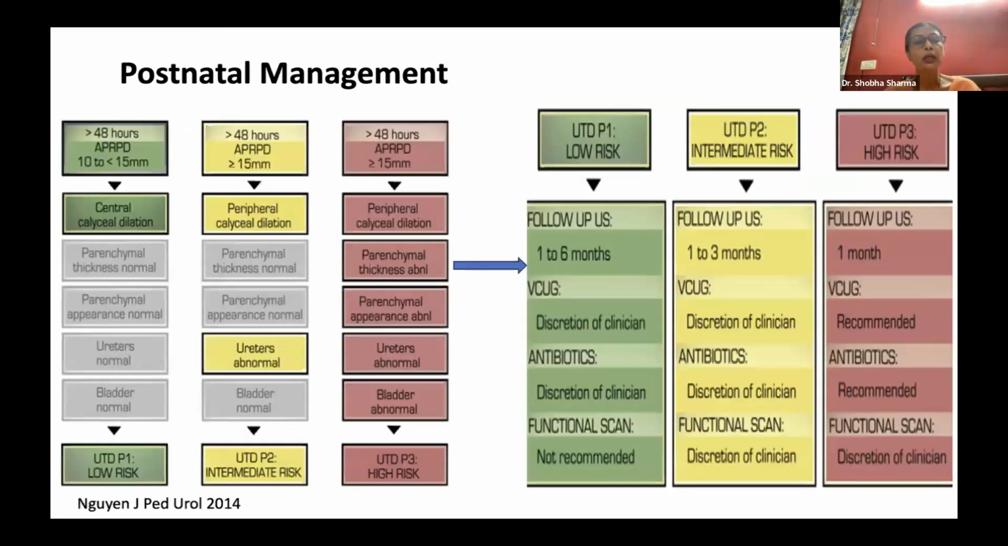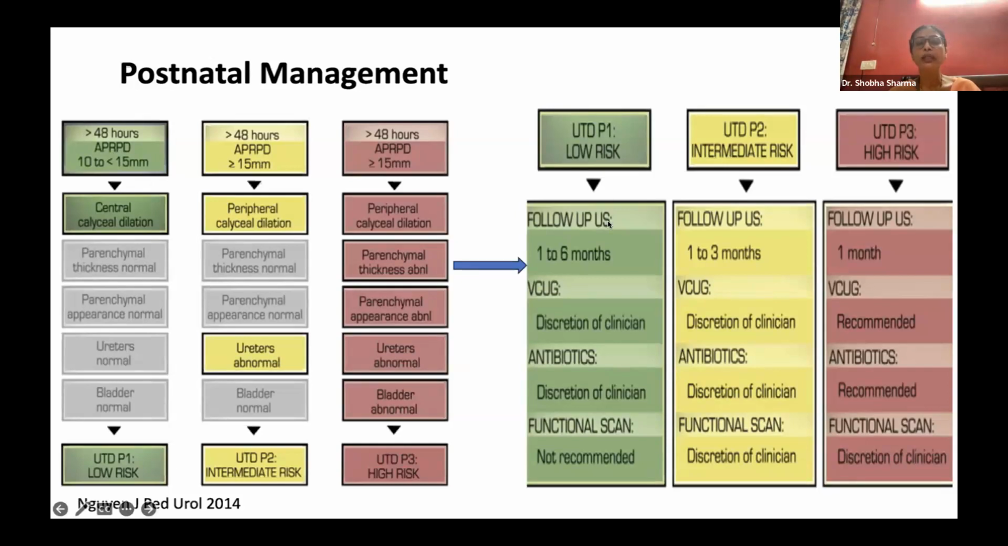Now, let us proceed to the postnatal management according to the UTD classification and try to compare with the ISPN guideline. So in the postnatal management, here you see the classification. They have divided into low risk, intermediate, and high risk.